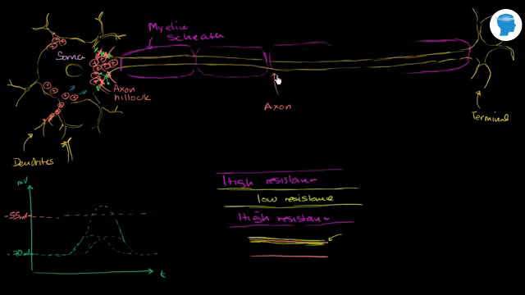And of course, we know we call those gaps the nodes of Ranvier. I'm not really sure how to pronounce it. So let me put those gaps in here. So these are the myelin sheath. And this right over here is a node of Ranvier. These are nodes of Ranvier.